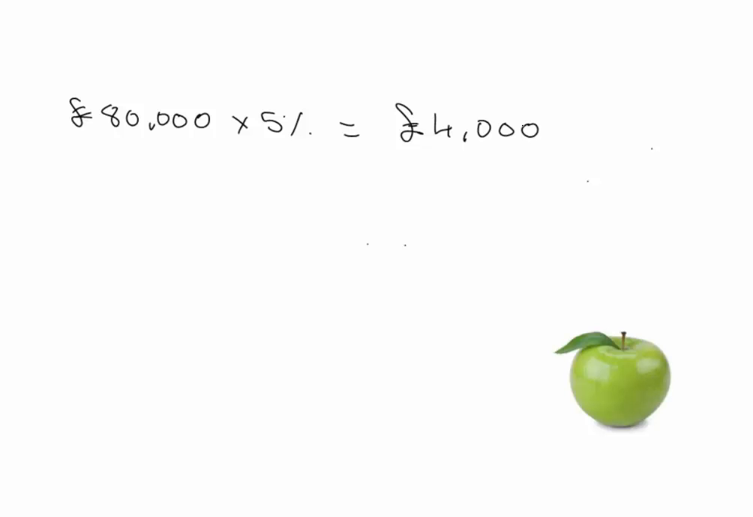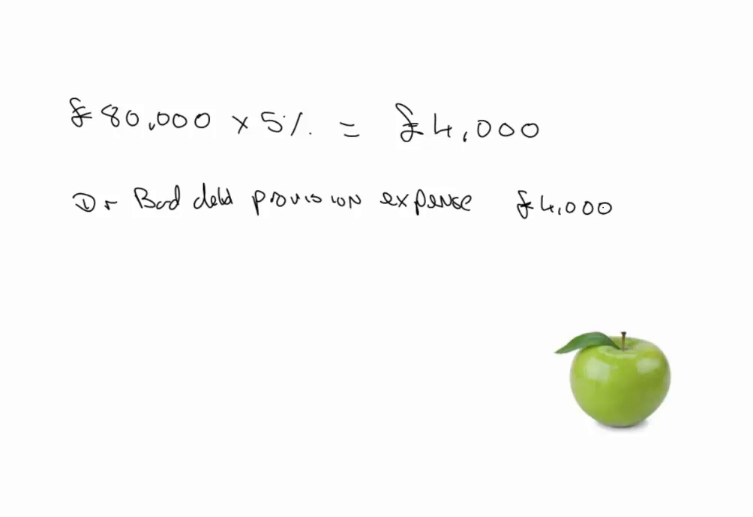So once they have their figure, they would introduce it and they would debit the bad debt provision expense. So this would show as an expense in the statement of profit or loss. And obviously that would be £4,000. The other side would be a credit, as everything in accountancy does have to balance, and the credit would be to the bad debt provision. So this would be a credit, and again that would be £4,000.